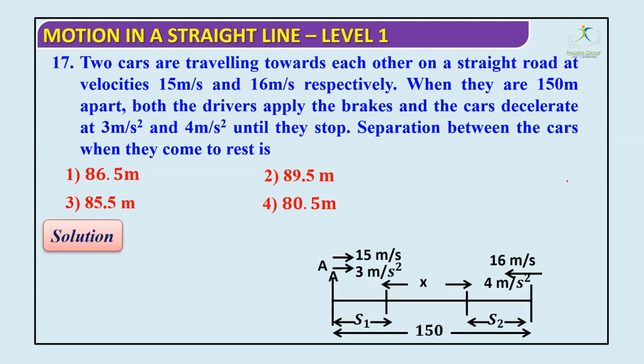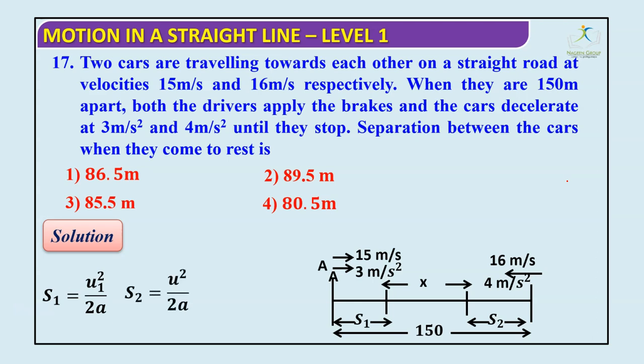Solution of this question is given. Like this is a diagram, and if you're looking at the diagram, as you can see, the particle is moving s1 distance with 3 meter per second square, x distance for 150, and s2 with 4 meter per second square. Returning speeds are 16 meter per second and 15 meter per second. These will be the accelerations, and now I'm just telling about the velocities.